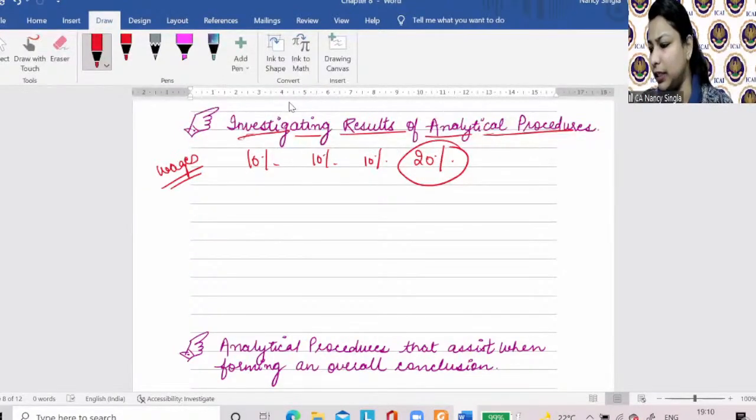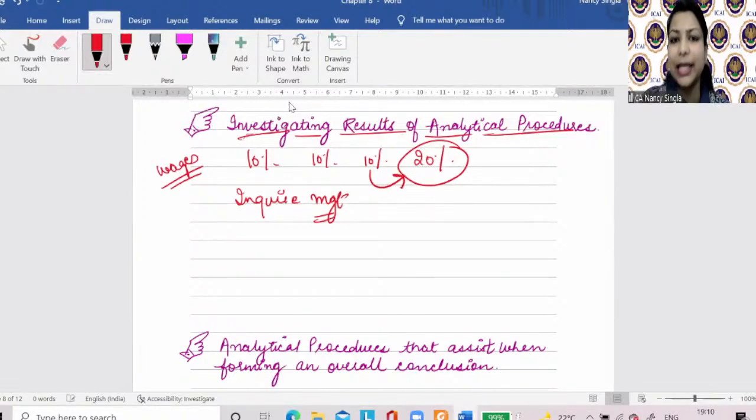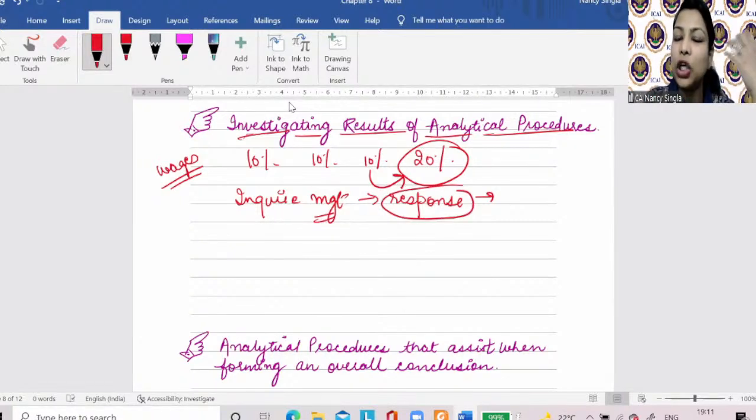Yes, Sandeep, Charu and Khushi have answered correctly that you will first of all inquire of management. You will ask management, tell me why there has been an unusual increase. Maybe management may give you certain valid reasons. So inquire of management, and whatever the management response is, do you just accept it? No, you will obtain audit evidence with respect to this response. You will not just rely upon the management response, you will obtain audit evidence with respect to this response.